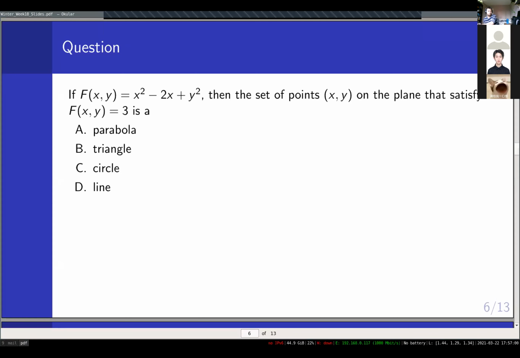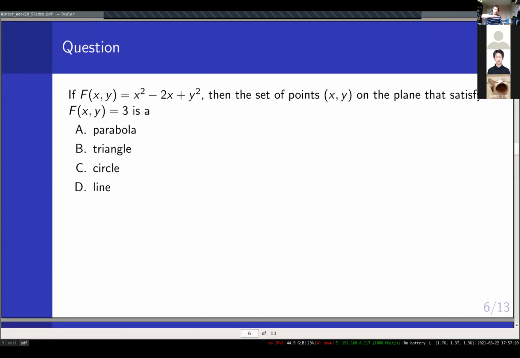This is the sort of thing used to help you visualize what the graph of this thing looks like, right? So if you want to figure out what the graph of x squared minus 2x plus y squared looks like, and you don't have something like Desmos available to you, the question is, how do you do that? What does the graph look like?